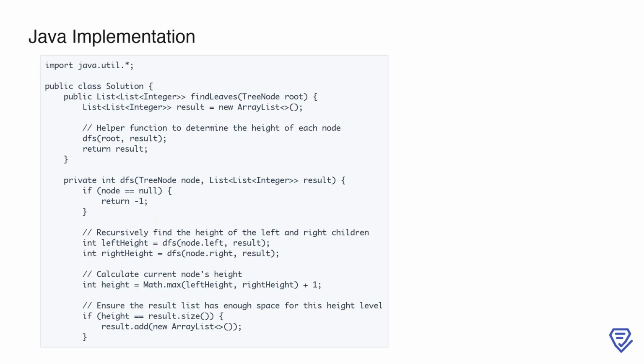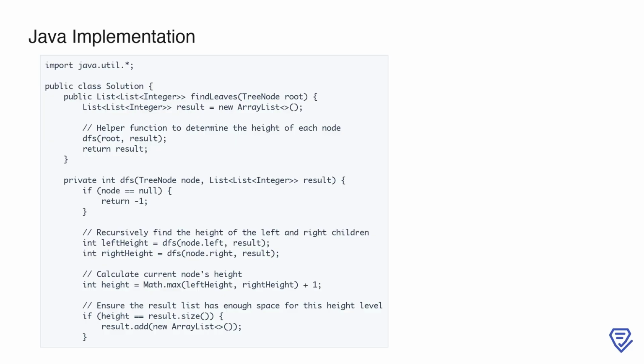Here, we begin our Java implementation for finding the leaves of a binary tree. The main method, findLeaves, initializes a list of lists called result to store the nodes grouped by their height levels. It then calls a helper function, DFS, which performs a depth-first traversal to calculate the height of each node. If the current node is null, the function returns -1, indicating that we've reached the end of a branch. Next, the function recursively calculates the heights of the left and right children.